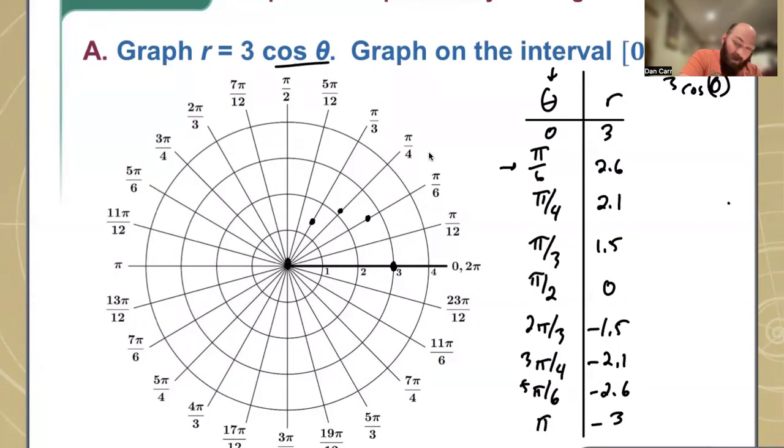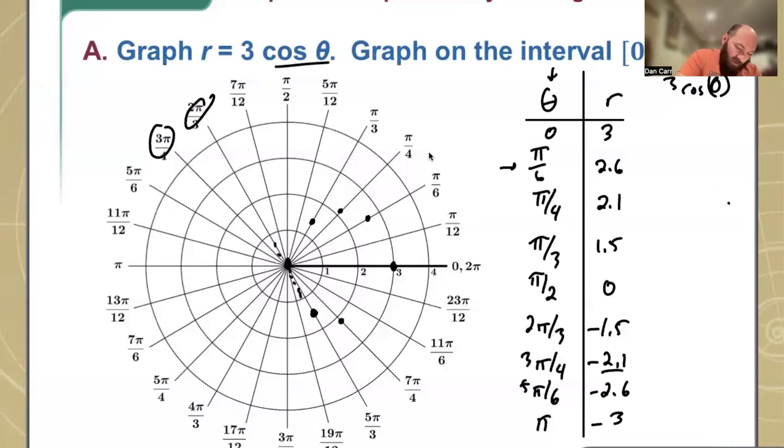So I'm going to go right here to this spot. And then 2 pi over 3 goes to negative 1.5. Even though I'm going to this angle here, negative 1.5 is going to take me in this direction, so it'll be right down here. Then negative 2.1 at 3 pi over 4, again, goes in the opposite direction, so it'll put me about here. I'm getting a kind of symmetry with my polar axis.